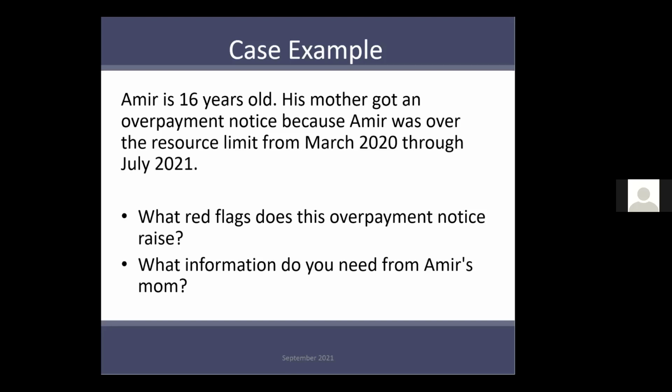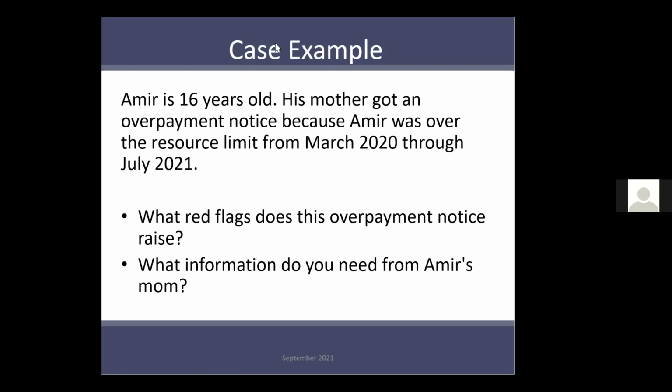And so that time period is significant. And I think the chat is open. So if folks don't mind just typing into the chat, if you got an overpayment notice from March 2020 to July 2021, are there any red flags when you see that time period? Anything that jumps out to you, based on what we've been talking about today, or just what you know about overpayments and the resource limit in general?